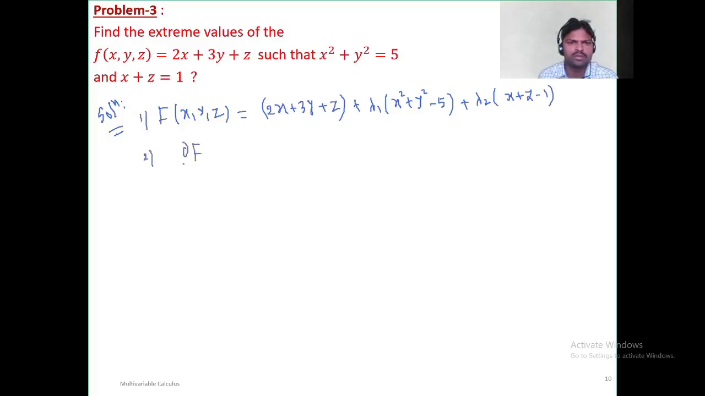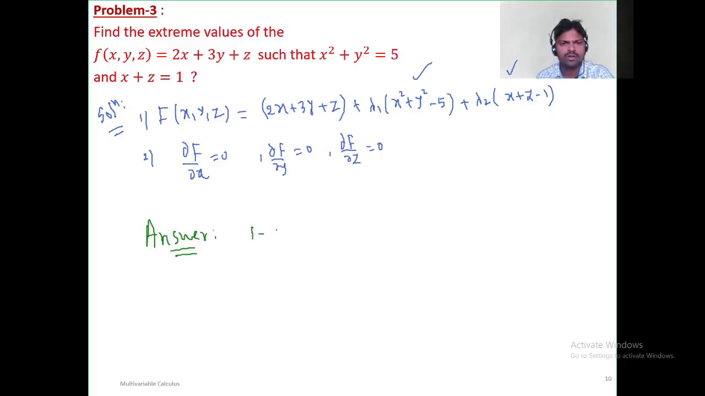Next we proceed for critical points. So dou f by dou x equal to 0, dou f by dou y equal to 0, and dou f by dou z equal to 0, and we get 3 equations. These 3 equations including the 2 constraints, total 5 you are having. Solve for x, y, z, you will get critical points, then find the corresponding extreme values, that means maxima and minima. I will give the answer, you try once. One minus 5 into root 2, and the second value we get is 1 plus 5 into root 2.